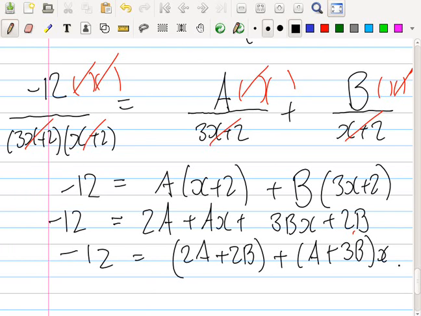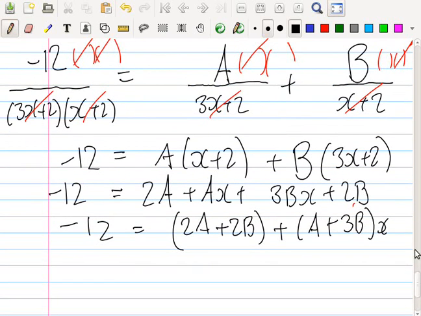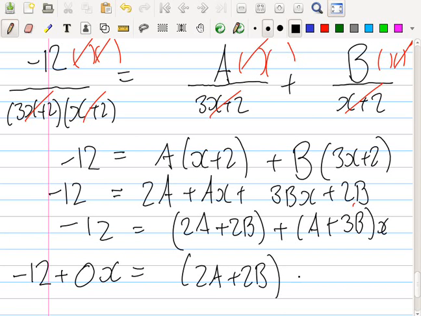Yes? Okay. Now, if you look here on the left, you got minus 12 plus, how many x's on the left? 0x. And if you look at the right, you get 2a plus 2b plus a plus 3b equals x. So now, in order to find the a and the b, you have to make a comparison between the left and the right hand side.